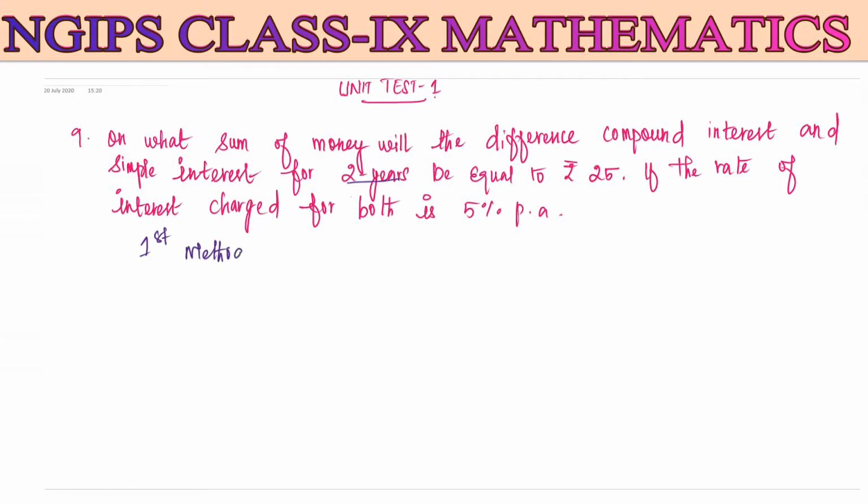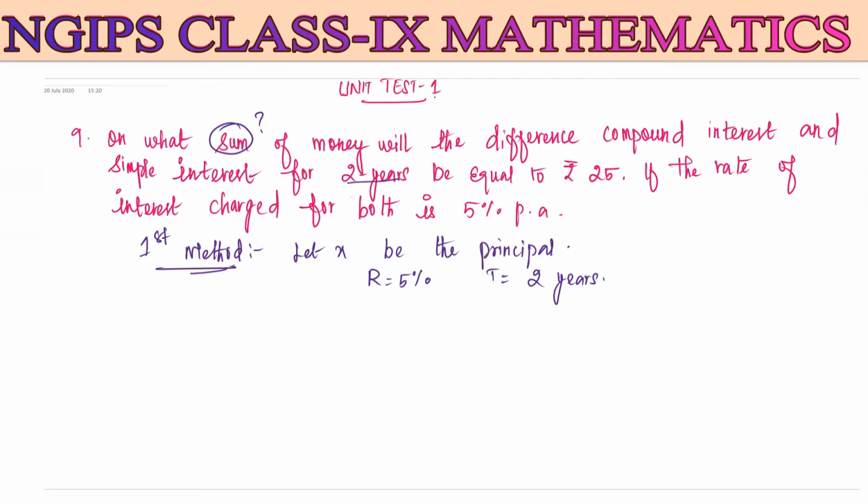here I am going to take, let x be the principal, because here the principal is an unknown value. Next, they have given the rate is equal to 5% and the time period is 2 years. The difference between the compound interest and the simple interest, both for 2 years, is rupees 25.